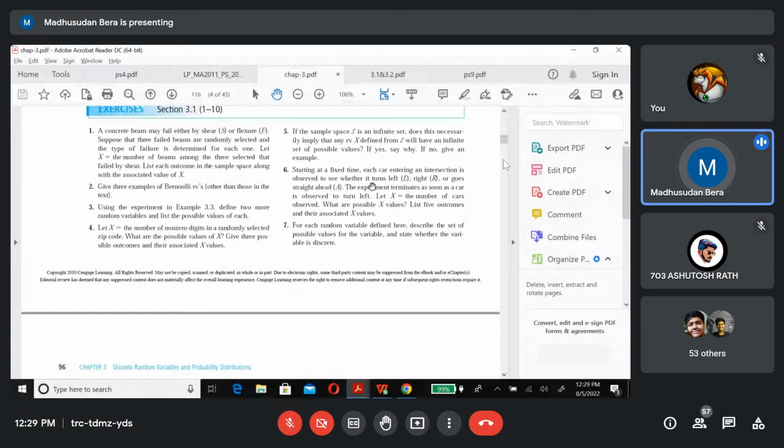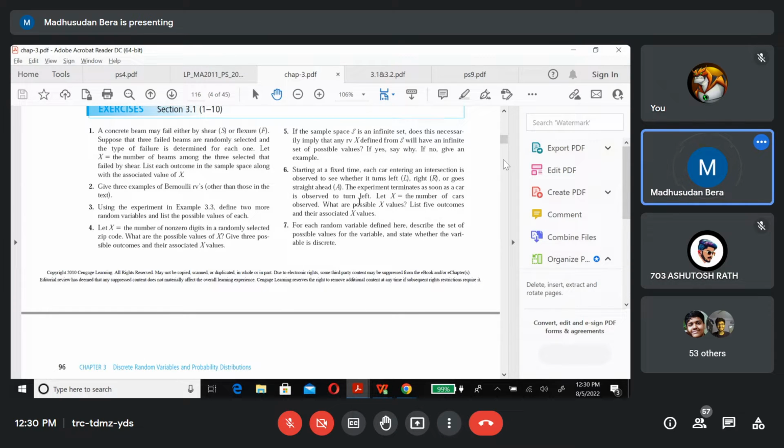The experiment terminates as soon as a car is observed turn left. So we stop the observation when a car turns left. So if it goes straight ahead or right, then we will observe the next car. That also same, then we will observe the next car. That way we will continue, and once a car turns left, we will stop the experiment.